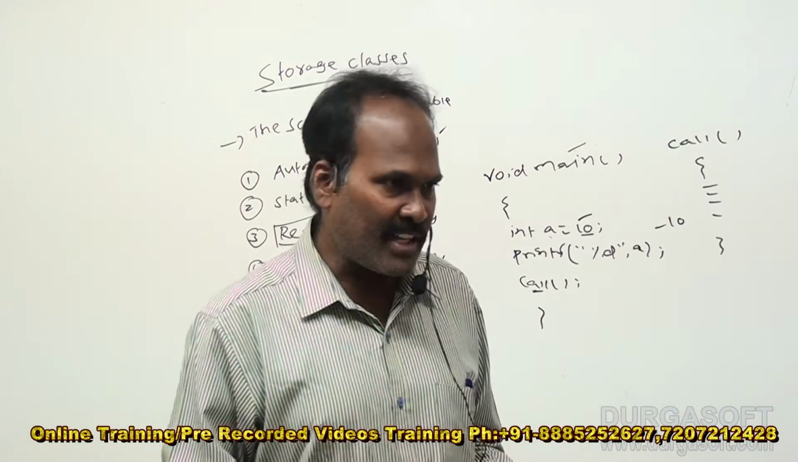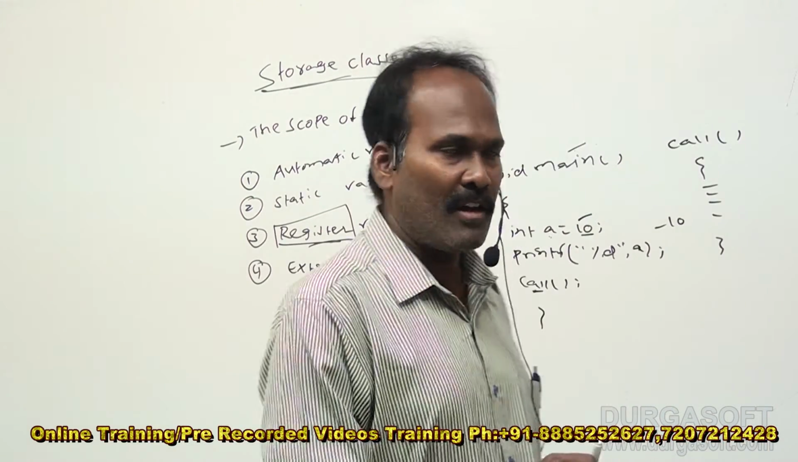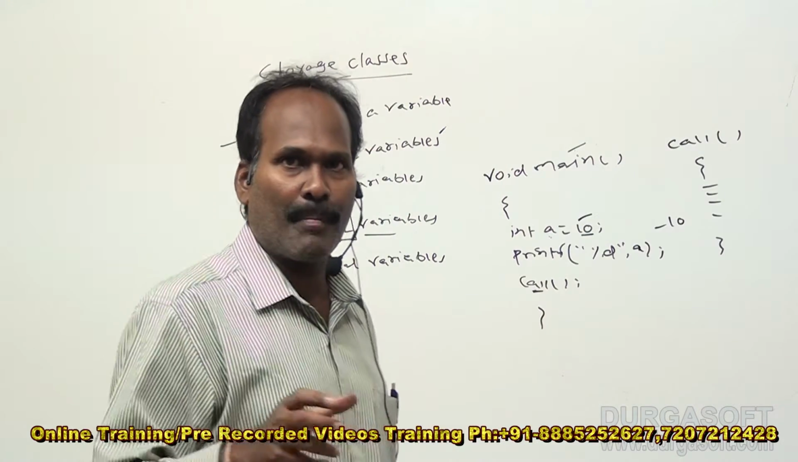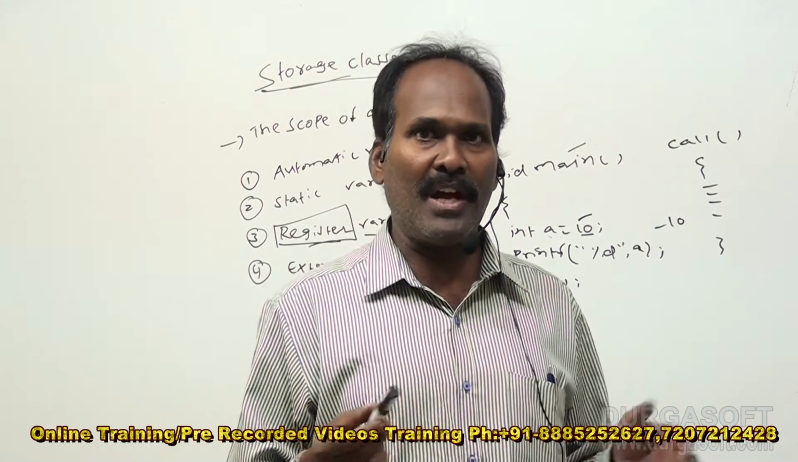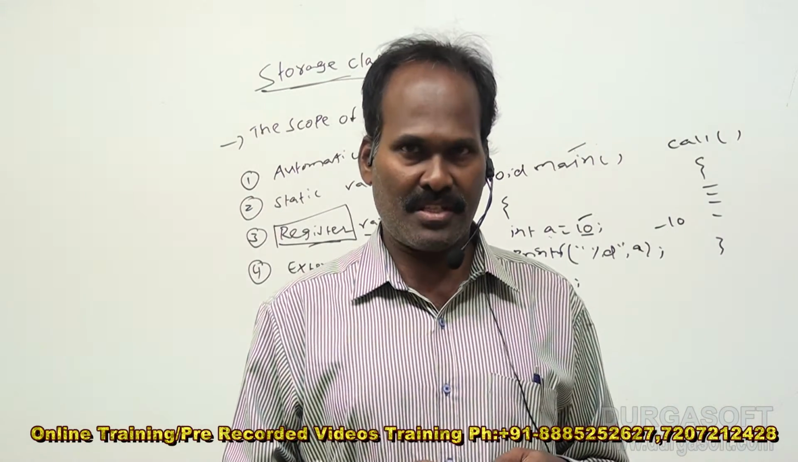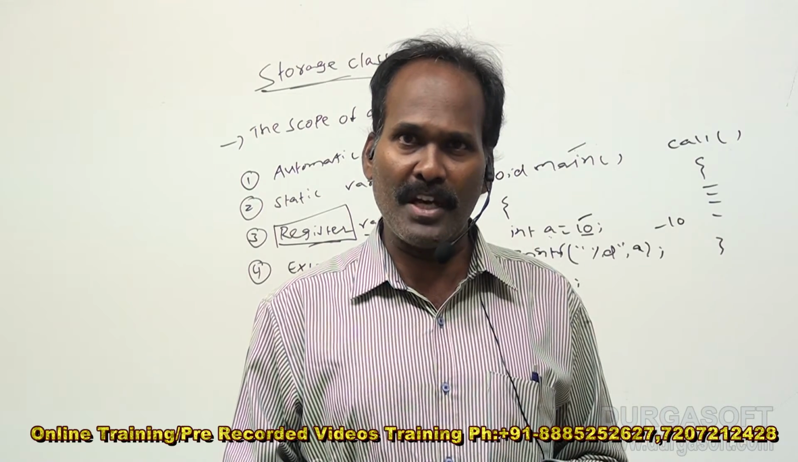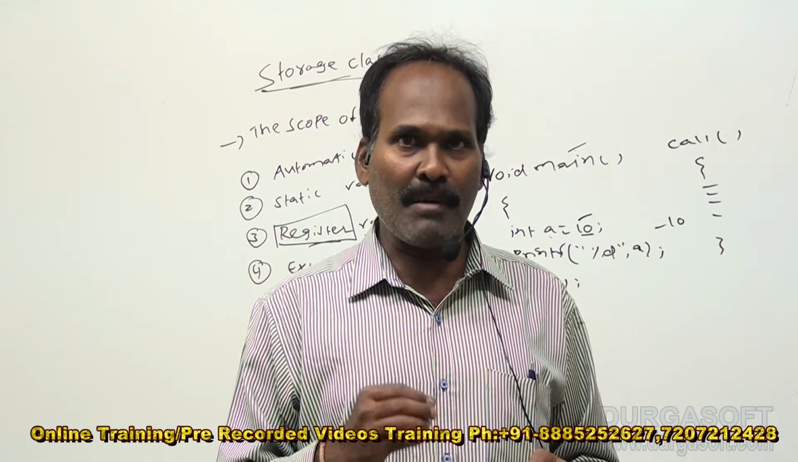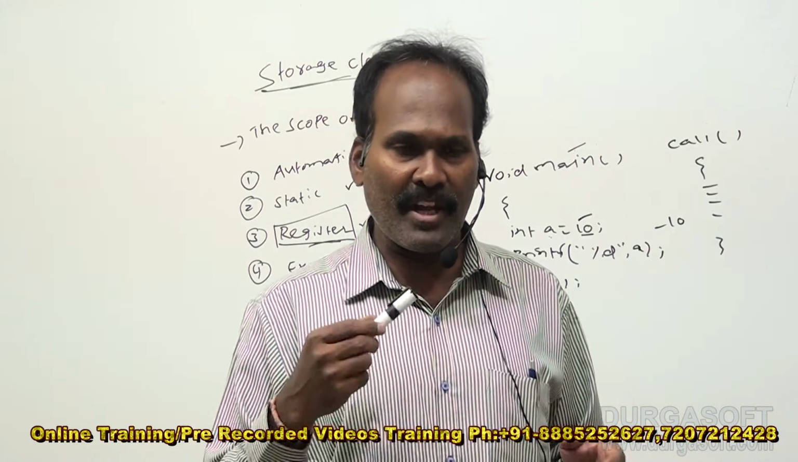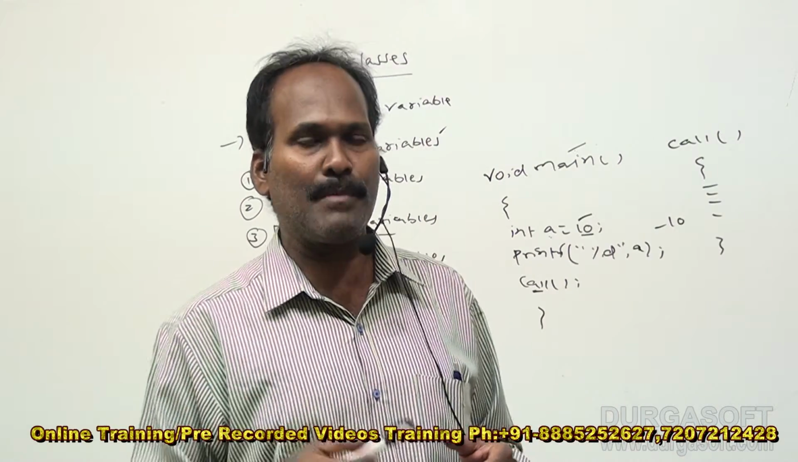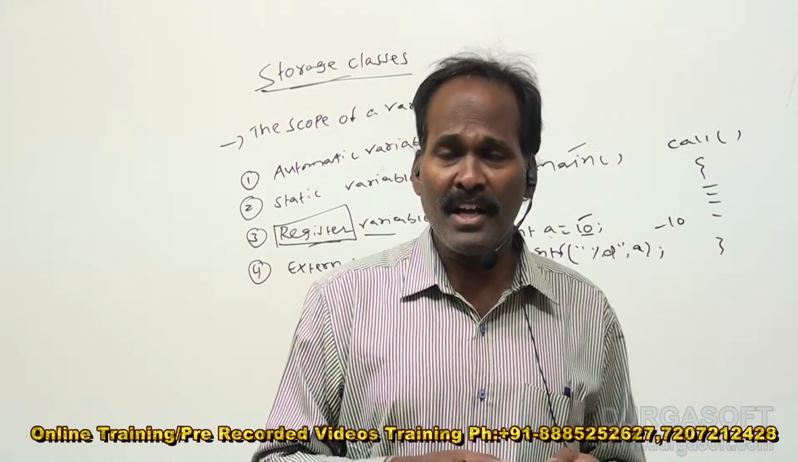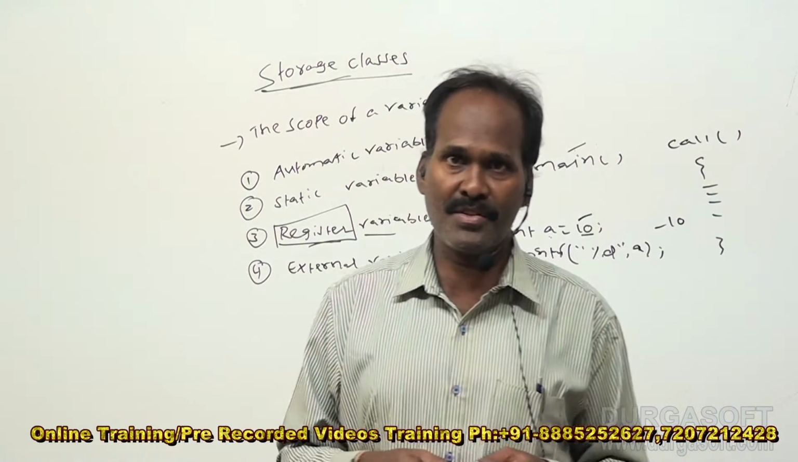To overcome that drawback, we can tell the compiler to store some values in the CPU registers. As the CPU contains a very limited number of registers, accessing a value from a CPU register becomes very easy when compared to accessing a value from primary storage.